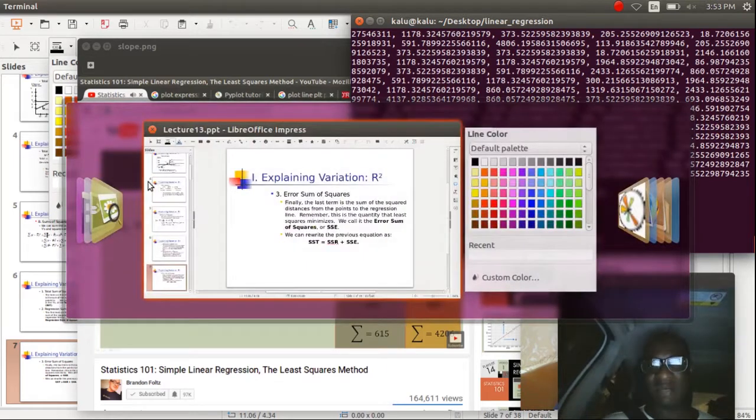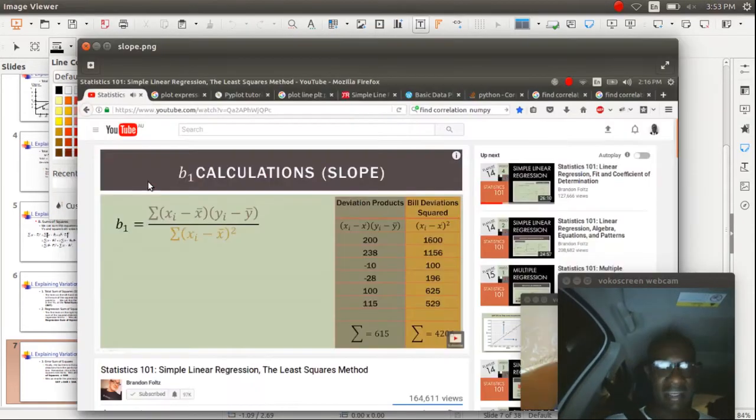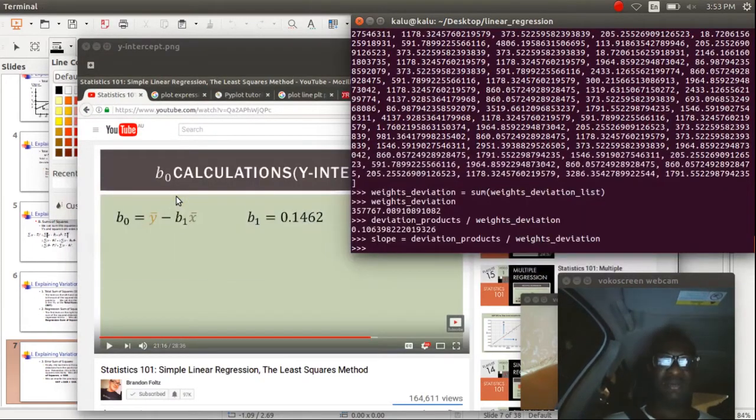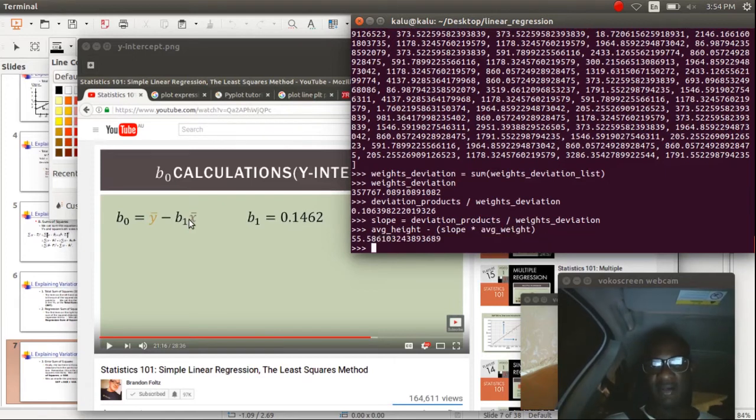Now we want to get the Y-intercept. Well, this Brandon guy is so helpful. He gives us the equation for the Y-intercept as well, and this is a much simpler equation. This just says we want to get the average Y. Remember, our Y, our dependent variable, is the height. So we want to get the average height, and then we want to subtract our slope, which we already have, times the average X. And remember, the X is our weights, so average X, average weight. And that will give you the Y-intercept.